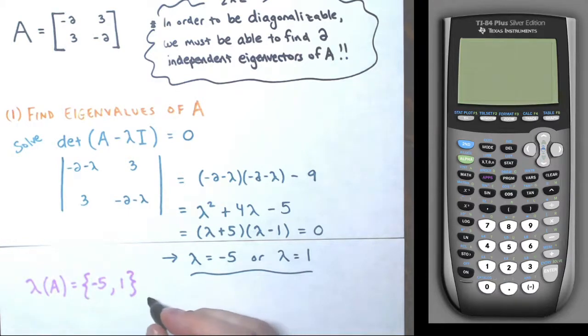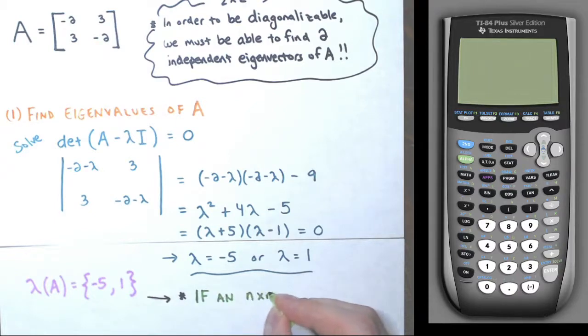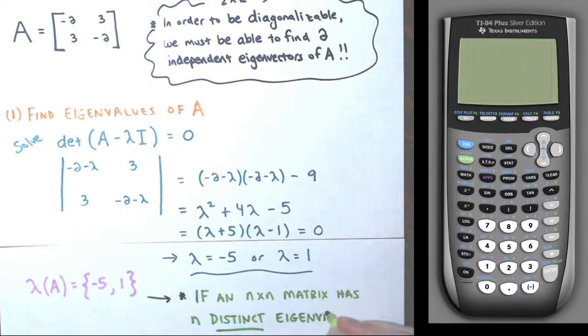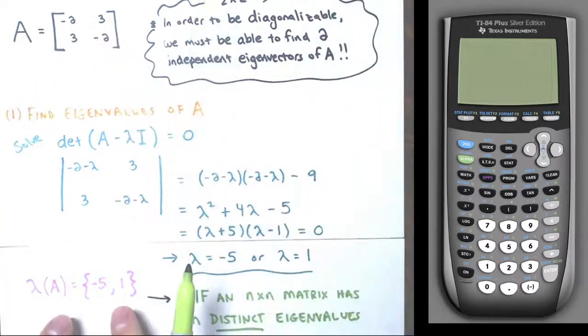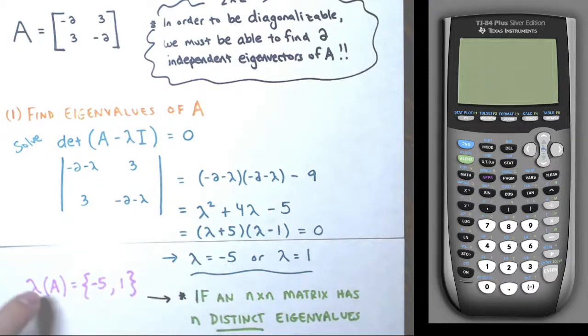And that leads me to this thing here. I want to mention this also. Big result here, a big point that's kind of demonstrated in this example. If an n by n matrix has n different or distinct eigenvalues, like this one has, this is a 2 by 2 with two distinct eigenvalues.